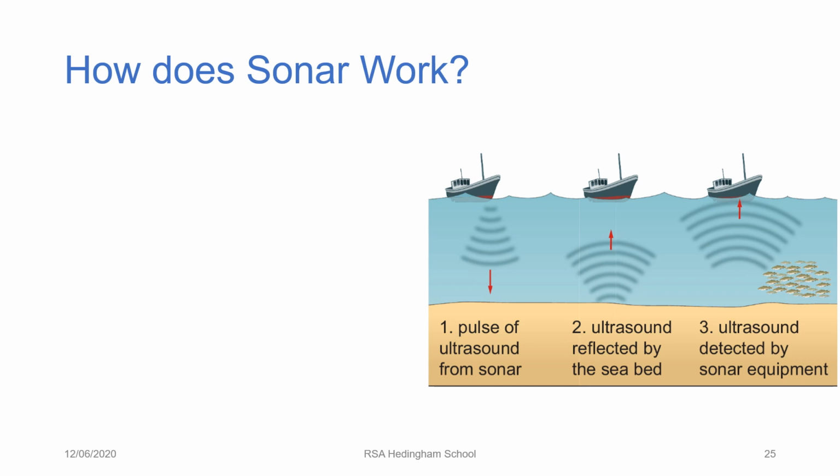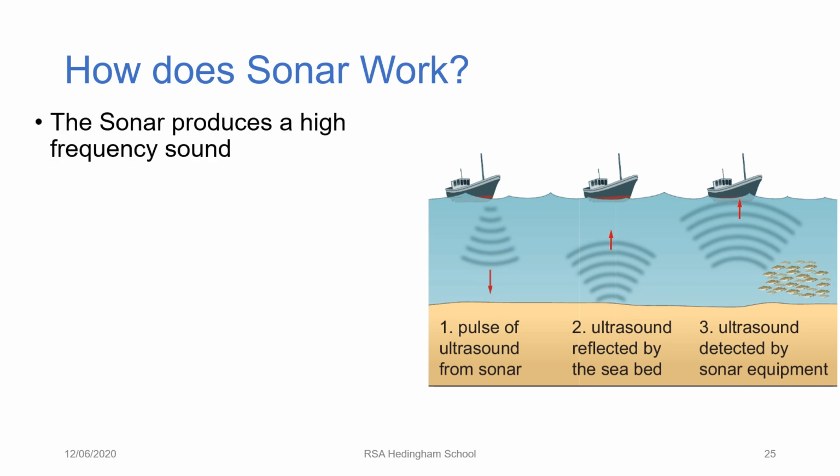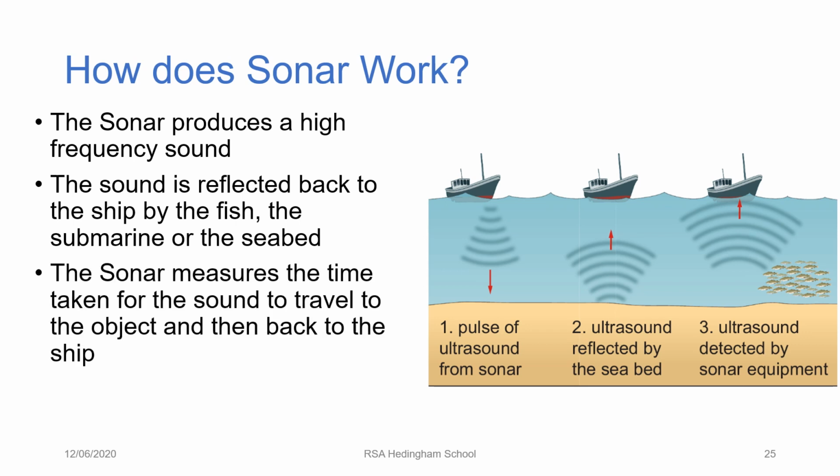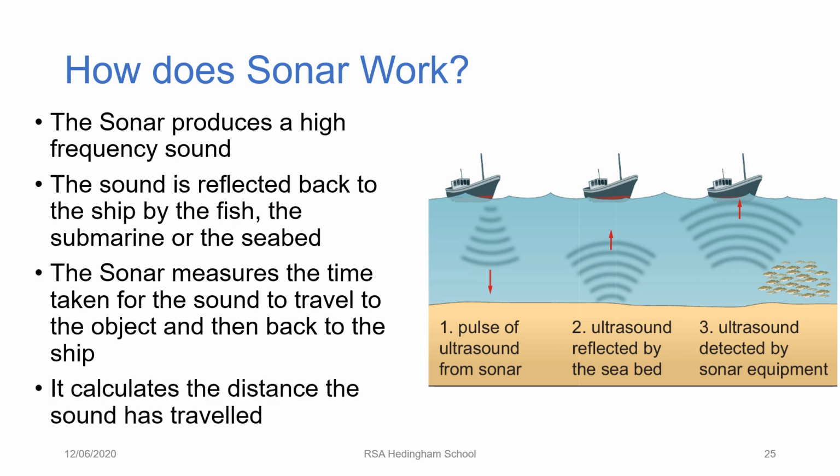So how does sonar work? Well, the sonar machine produces a high frequency sound. The sound travels down to the object, the submarine, the seabed, the fish, and is reflected back to the ship. The sonar then measures the time taken for that sound to travel to the object and back, and from that it can calculate the distance that the sound has travelled.